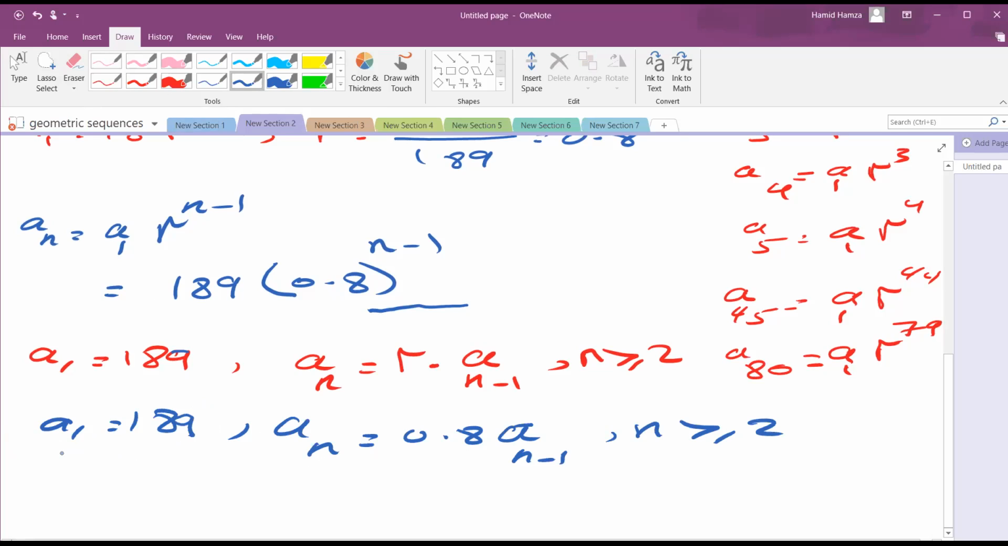So it's complete. It's written like this, writing a1, then the relation between two consecutive terms, an and an minus 1. So we multiply the previous term by 0.8 to get the next term. So any question?